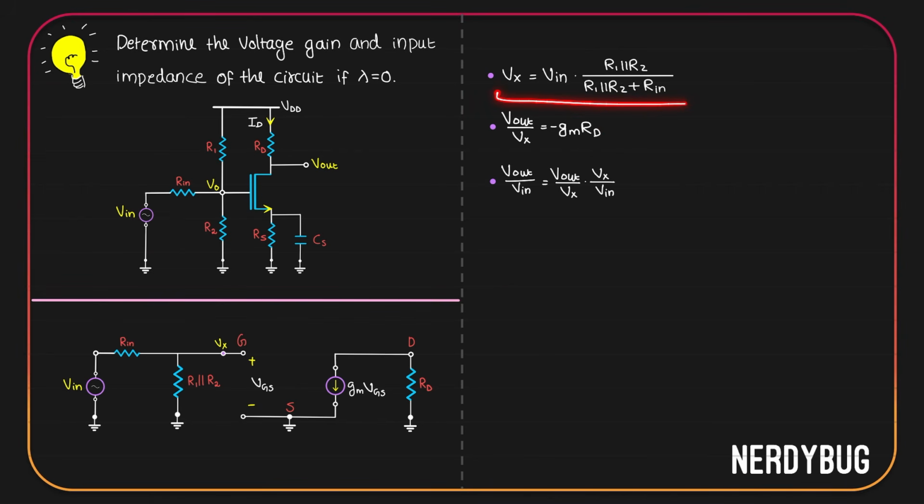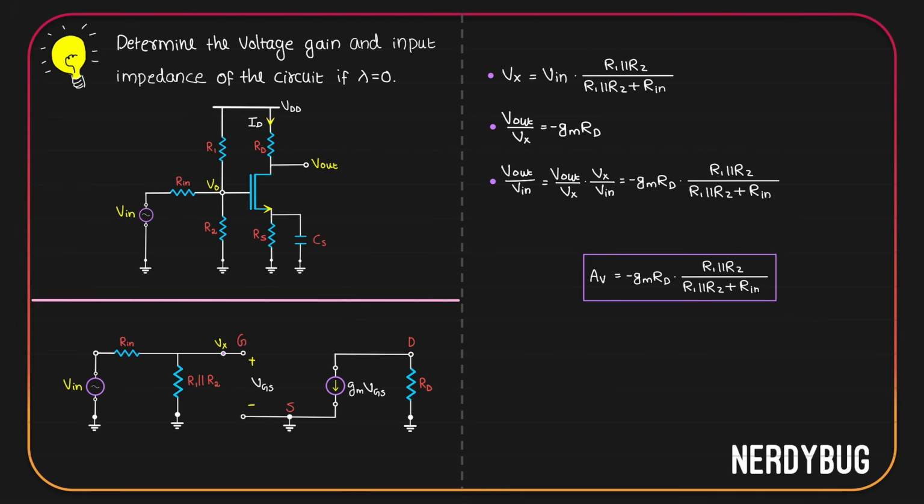From here, we can write Vx by Vin. It will be R1 parallel to R2 divided by R1 parallel to R2 plus Rin. So this is what we get. Vout by Vin is minus GMRD multiplied by this much. That is our voltage gain.